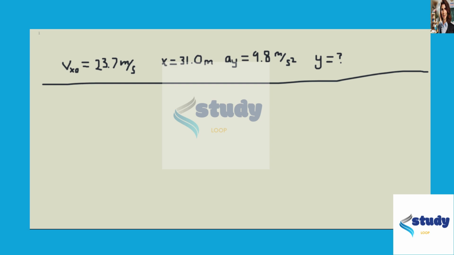Okay, so for this question, I'm going to choose downward to be the positive y direction. And the origin is going to be the point where the ball is thrown from the roof of the building.